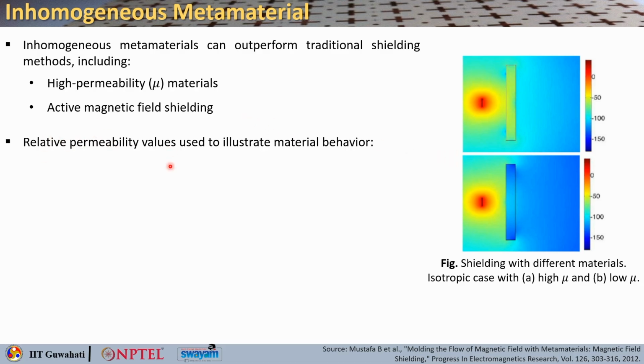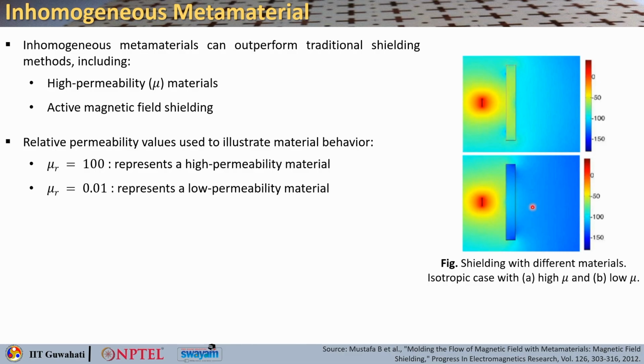Here, the relative permeability values used to illustrate the material behavior are mu r equals 100 in this case. This is the high permeability one, and this is the one with the low permeability, that is 0.01. So, both are the relative permeabilities.